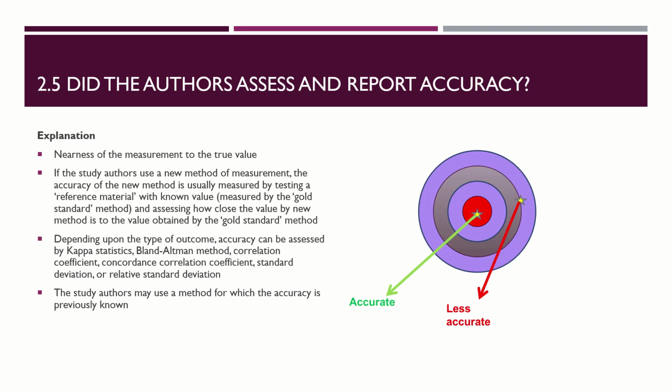Now, depending upon the type of outcome, accuracy can be assessed by various statistical measures. And the study authors may use a method for which the accuracy is previously known. So that is also acceptable. So if they are using a new method, then they should report how accurate it is using one of the statistical methods mentioned here, or they might use a method for which the accuracy is already known. Both are acceptable.